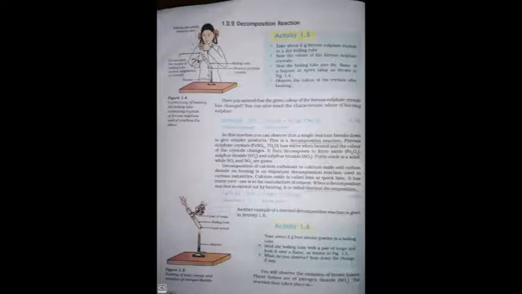Decomposition of calcium carbonate to calcium oxide and carbon dioxide on heating is an important decomposition reaction used in various industries. Calcium oxide is called lime or quicklime. It has many uses.